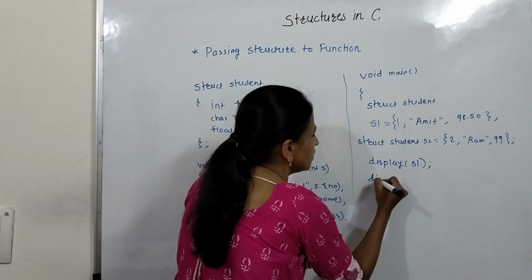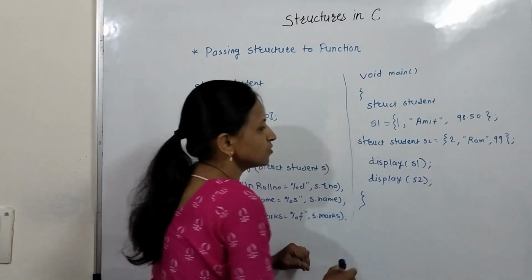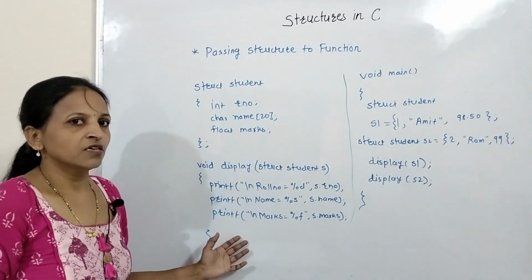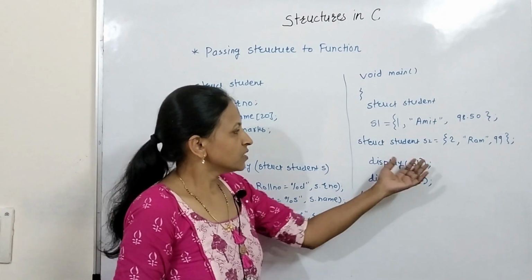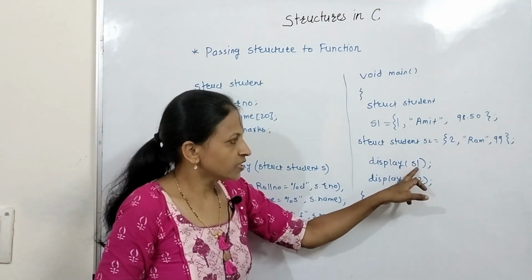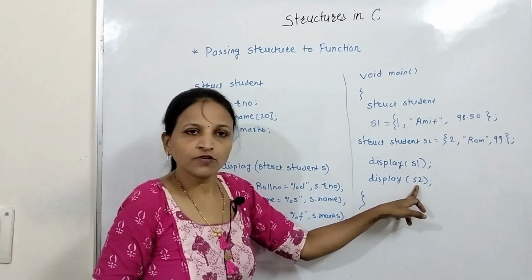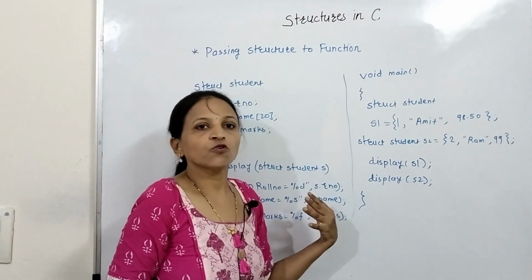Simple, again we will just call display S2. That's it. This is only how to use functions and structures together. Means we can pass a structure variable as an argument to the function. Here this S1 is an actual argument, S2 is also an actual argument, and S is a formal argument. And here we have used call by value.